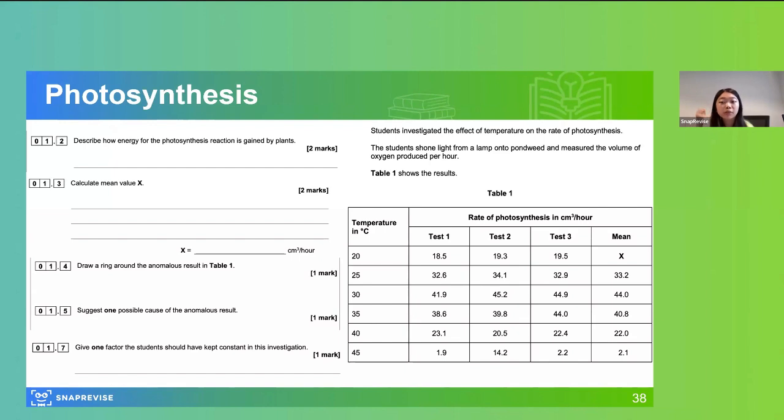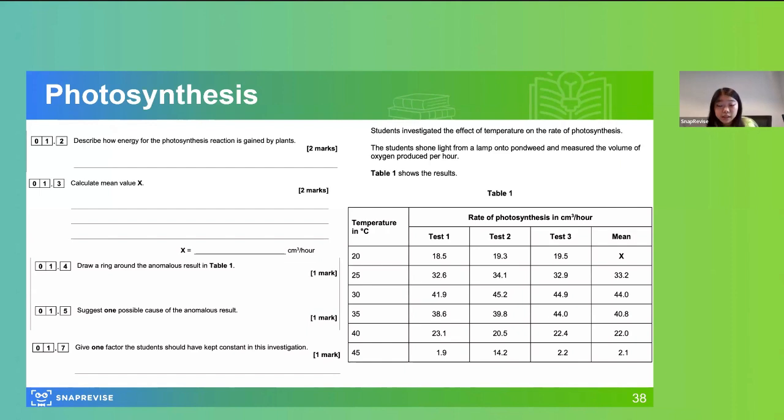If you still don't know what the anomalous result is and they give you a table with the mean as well, you can figure this out by seeing if the mean matches. So in the question, 1.9 plus 2.2 divided by 2 is 2.1. It obviously didn't include 14.2. That's an anomaly. That's one way to figure it out.